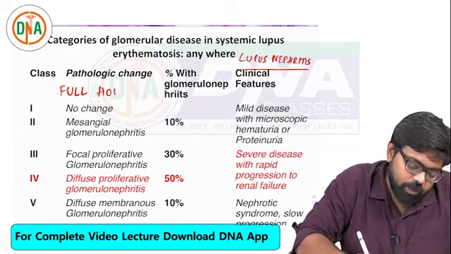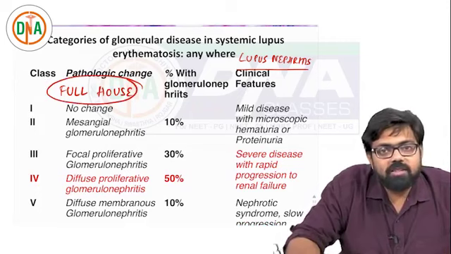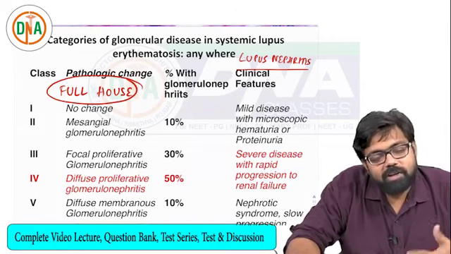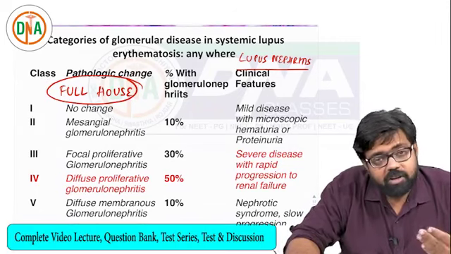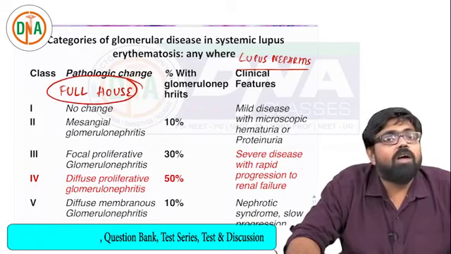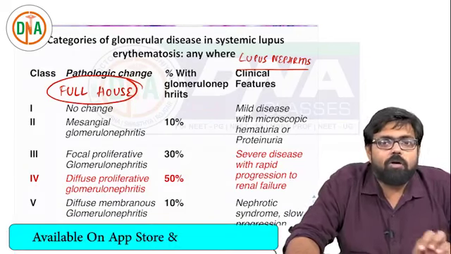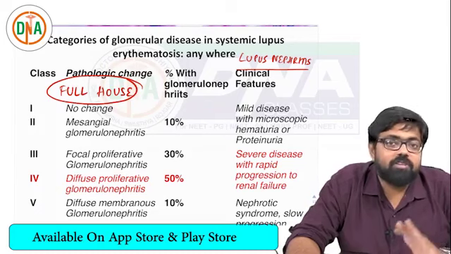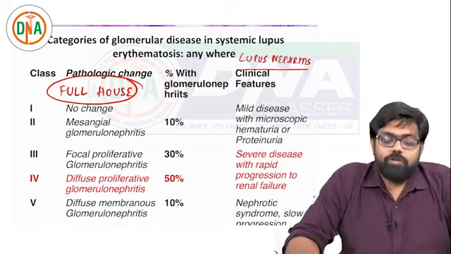What is the full house phenomenon? It is seen in SLE because as you move from class 1 to class 5 types of glomerular nephritis, the deposits increase and the location of the deposits keeps on varying. So you have all locations with deposits at the end of the disease. So it is called the full house phenomenon.